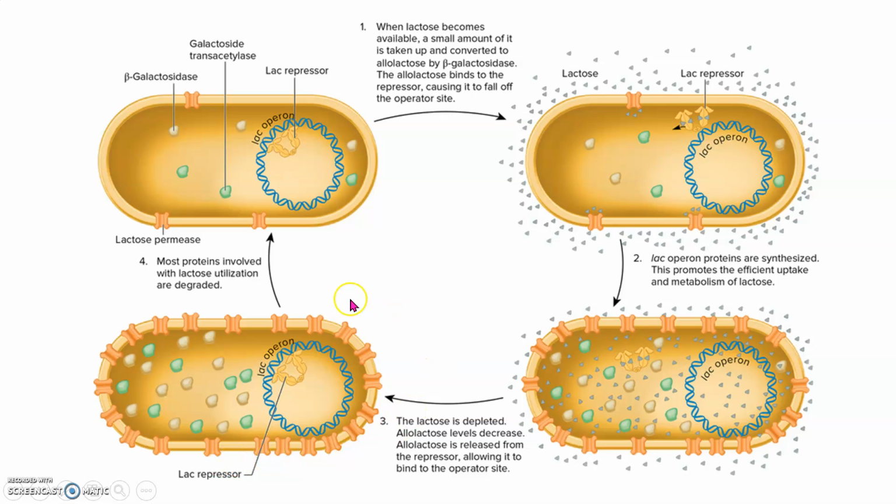Now it's no longer there, right? So now it's going to fall off of our repressor. Our repressor has a conformational change. Now it can bind to the operator again, and now we're going to start to degrade all these proteins involved in the metabolism of lactose because we don't need them. And then this can go on and on based on the abundance or depletion of lactose in our environment.